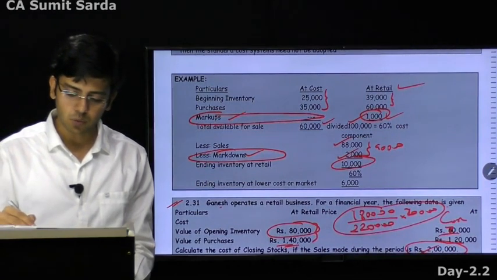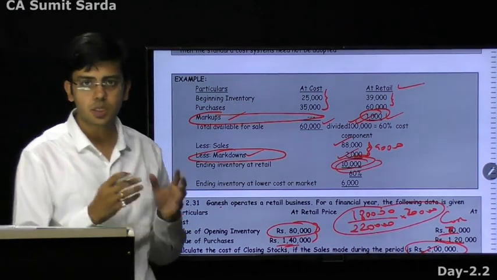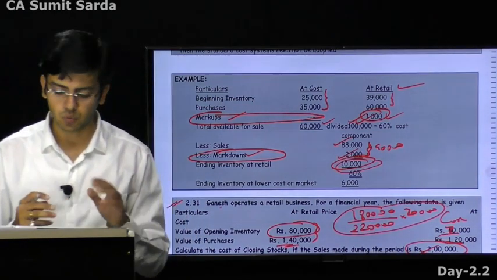So we have 1 lakh rupees of inventory, of which 90,000 sold, 10,000 rupees is the inventory, 60% is the cost, 6,000. No one is going to ask you markdown in the exam, so don't worry about that part, okay?